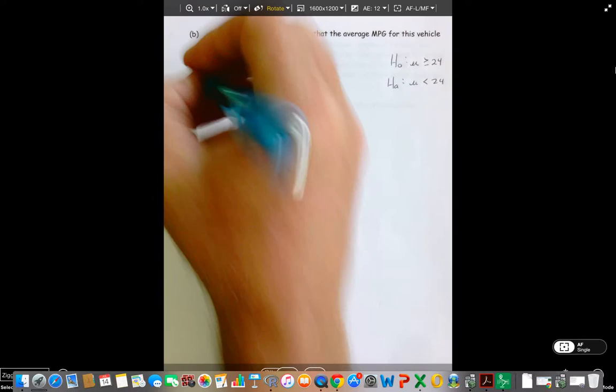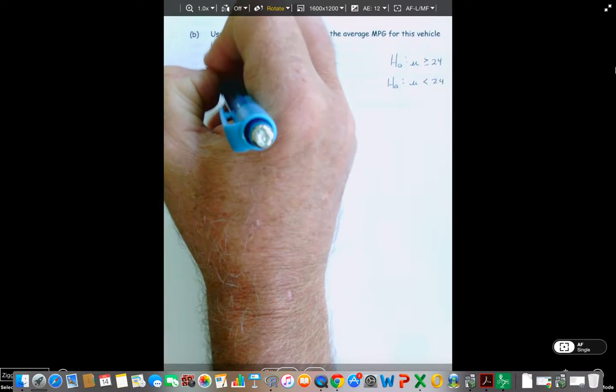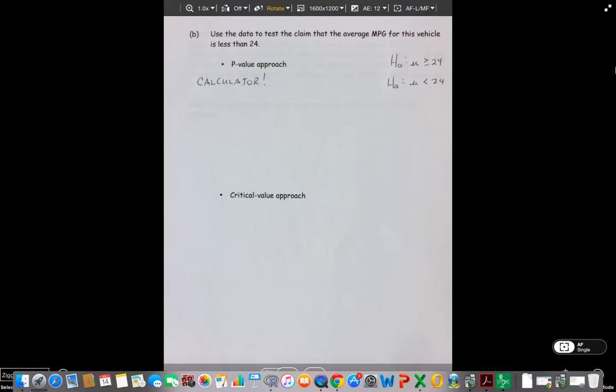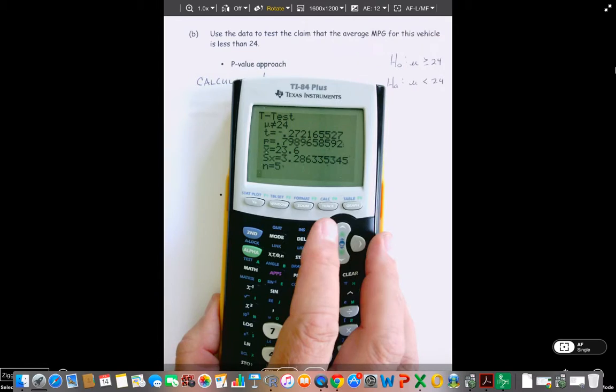P-value approach. How are we going to do this? Calculator. If so, there are going to be problems coming up, and you're going to have one on your final exam, where you can't use your calculator. When I say you can't use your calculator, you can't use t-test directly. You've got to use that t-CDF that I talked about in the previous video. If you haven't watched the previous video, guys, you need to.